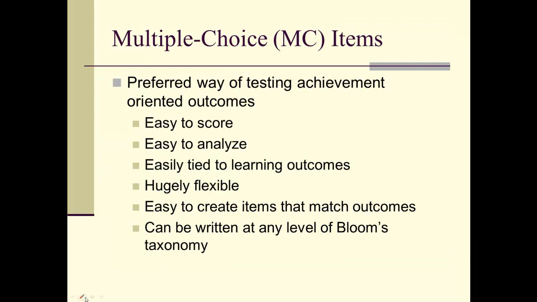There are some preferred ways to test, and we can test achievement-oriented outcomes. If we're doing a test like the COMPASS test or ACT test, SAT, something like that, where we want to see what a student knows, multiple choice items are a wonderful way to get that done.